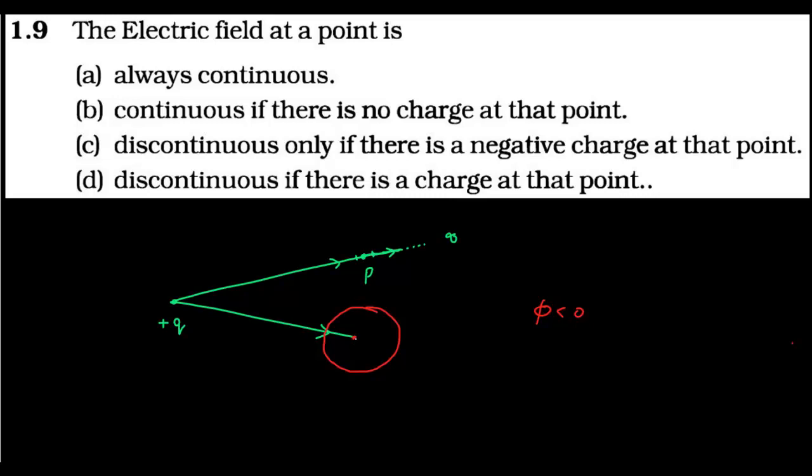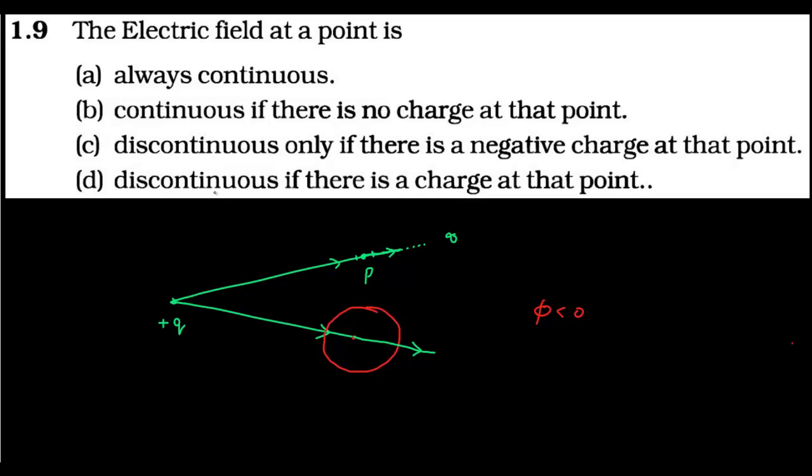Now for that, the field line must pass through the Gaussian surface, which means the field line must flow out of the Gaussian surface. Clear? This means the field line is continuous. Now, to understand the discontinuity of the field: if there is an abrupt change in the value of the field, then we can say that the field is discontinuous at a point.